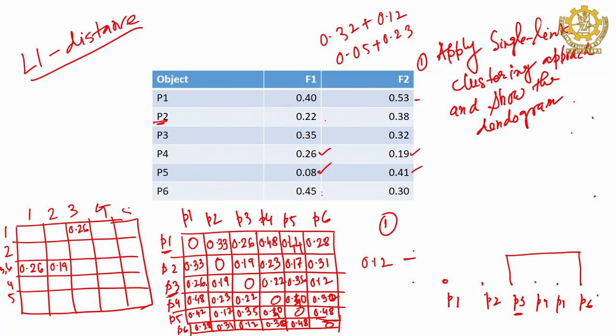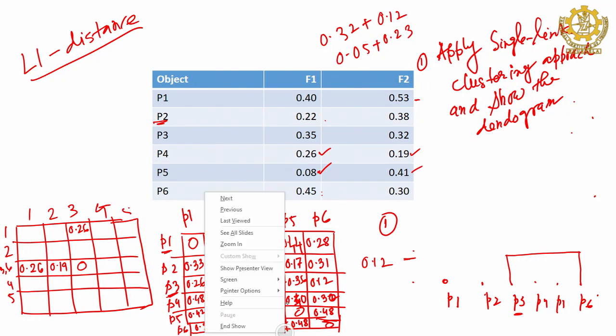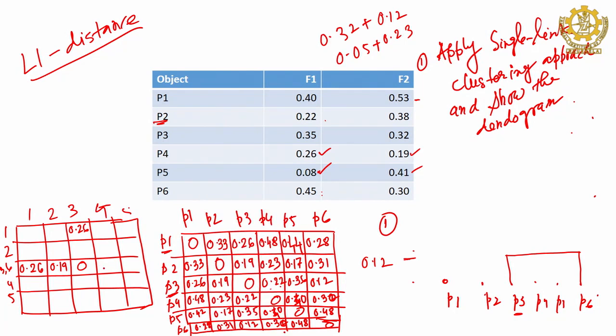So, instead of 0.26 you write 0.28. What is this value? 28. So, it should be 28 entry here in case of the complete linkage. First we apply single link, then we will talk about the complete link. Okay. Now, this remains 0. Then you go to the fourth one. What is that? 0.22 and 0.30. So, minimum is 0.22.